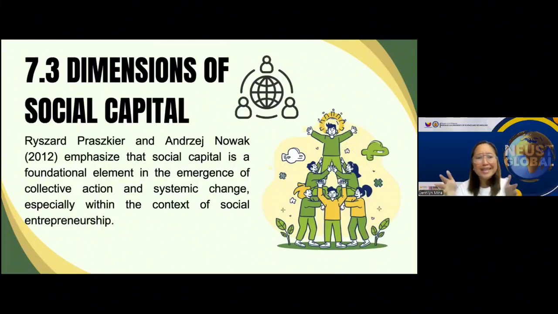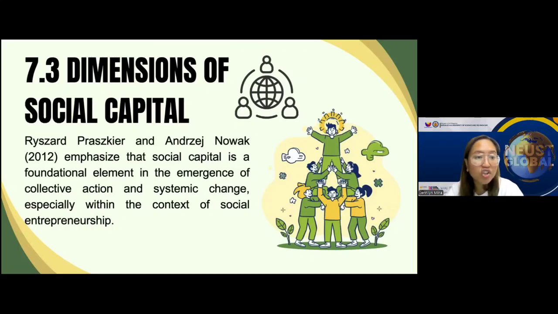So let's try to look at each dimension in simple terms, like trust. Trust means believing in each other or believing in others. Like they will keep their promises, they will act fairly, and they will support the group. When trust is strong, people are more willing to work together and take risks. Example, in a community project, members who trust each other often share resources. And not just resources, but also ideas without the fear of being taken advantage of.